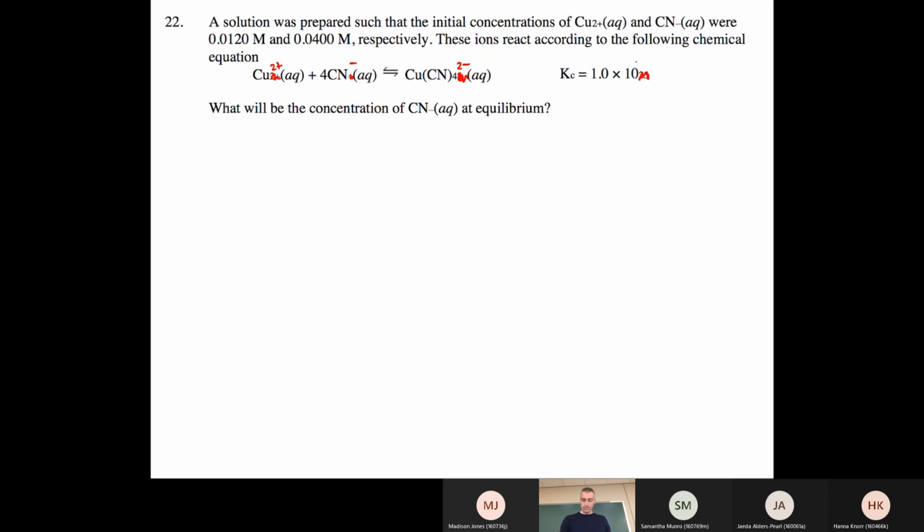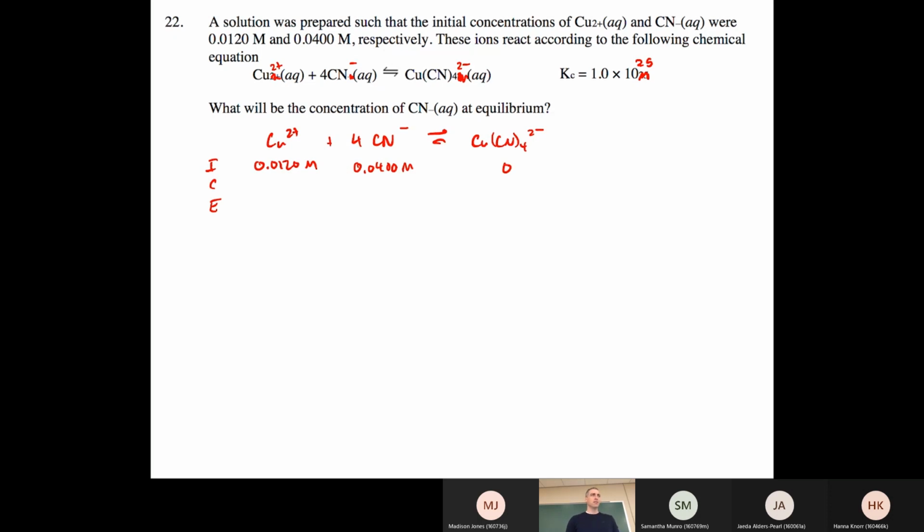So looking at this number, this reaction by far favors the product side. It's saying initially we have 0.0120 moles of copper, 0.0400 moles of cyanide, and it's making this ion that we have here. So what we can do is set up a bit of an ICE situation, where initially we are told that we have 0.0120 molar, 0.0400 molar, and 0. Change, this is going to shift to the right.